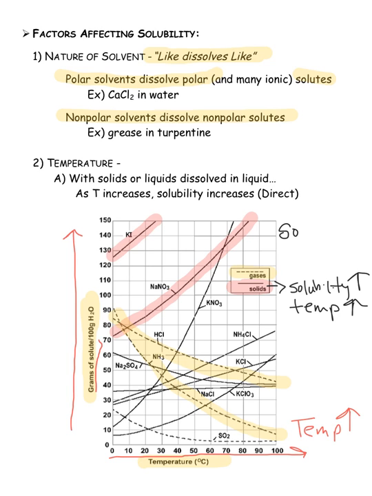solubility, I'm just going to abbreviate here, decreases as temperature increases. That's the rule for gases. And we call that an indirect or an inverse relationship, where solubility goes down as temperature is going up. An inverse or indirect relationship is when one goes up, the other goes down.